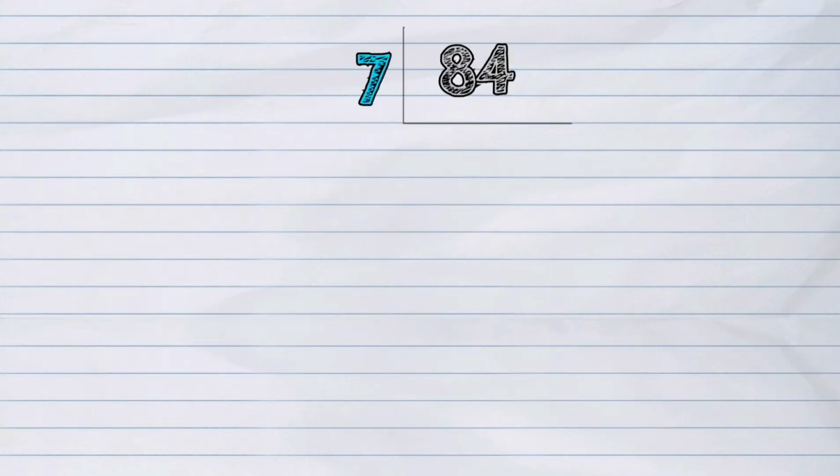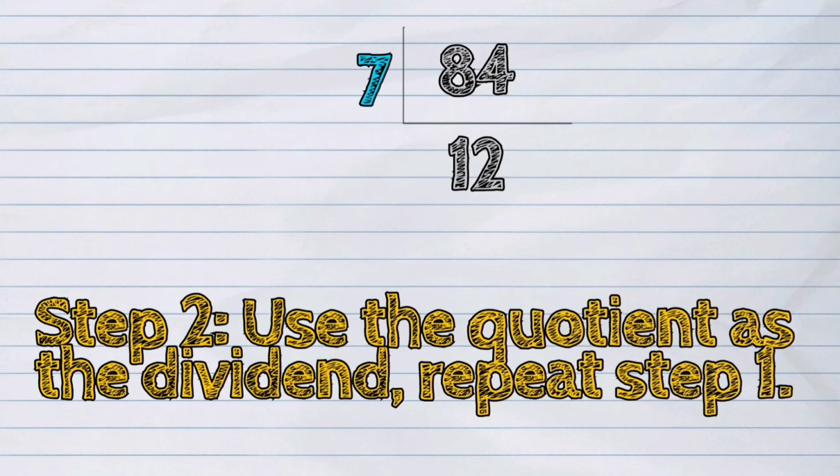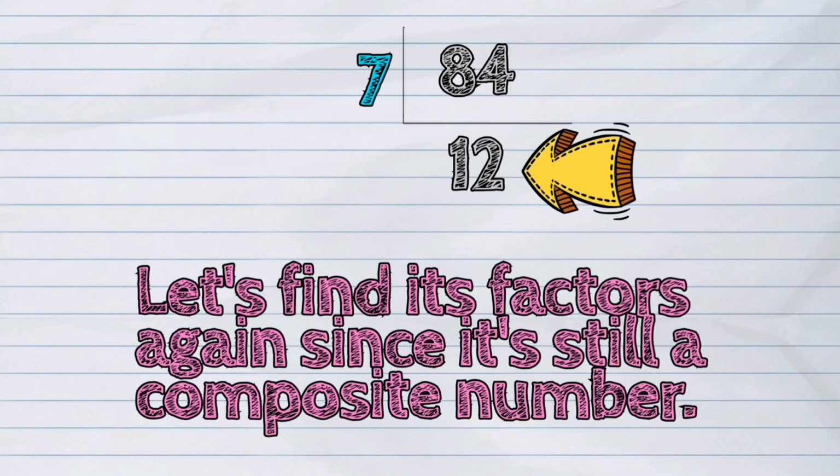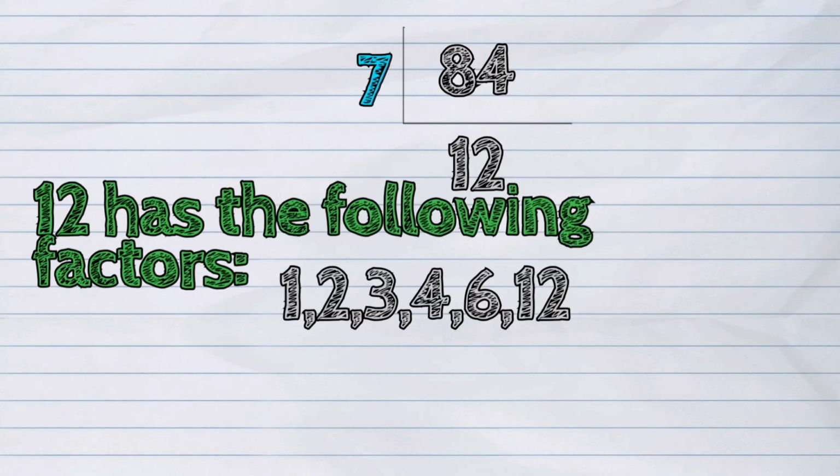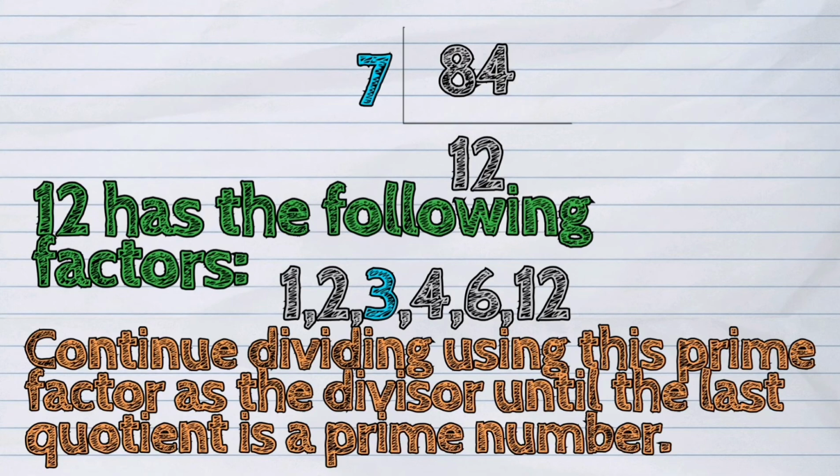84 divided by 7 is 12. Step 2. Use the quotient as the dividend. Repeat step 1. So our quotient is 12. Let us find its factors again since it is still a composite number. 12 has the following factors. 1, 2, 3, 4, 6, 12. In this case, the highest prime is 3. So let's choose 3. Continue dividing using this prime factor as the divisor until the last quotient is a prime number.